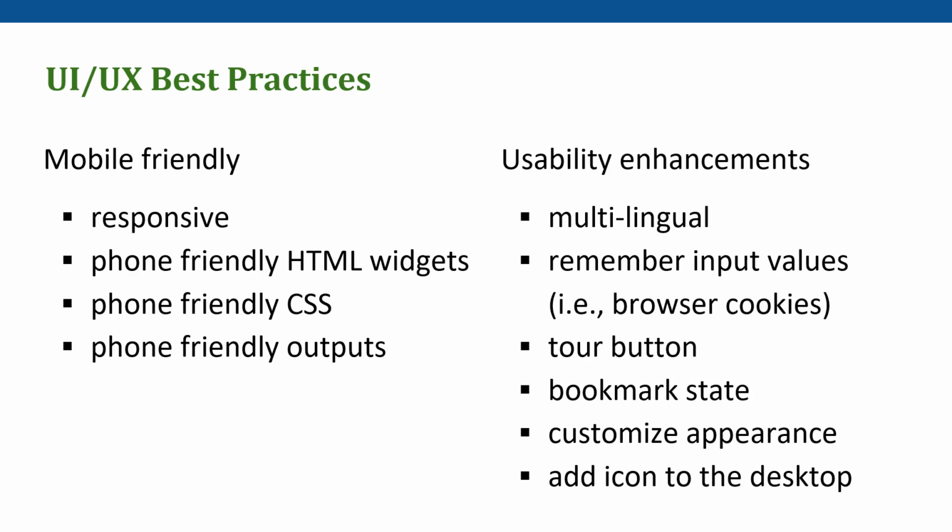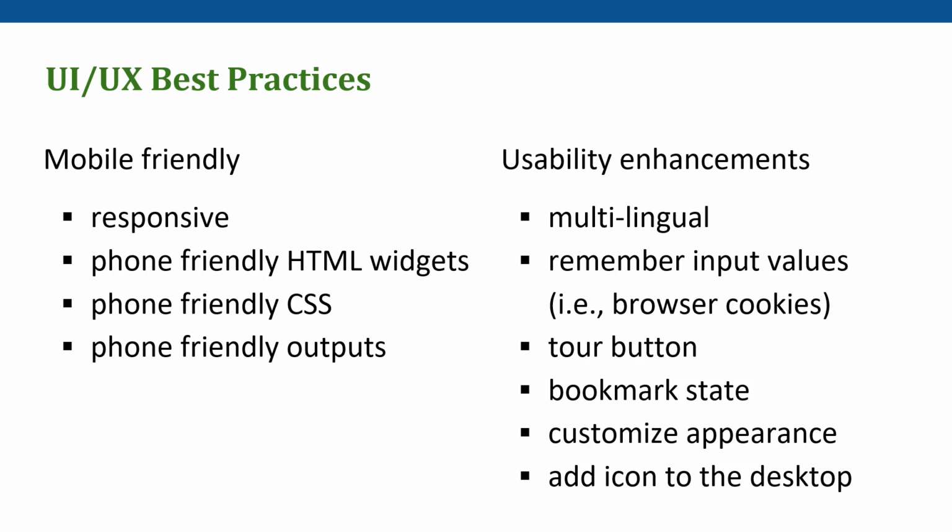That we use phone-friendly HTML widgets because you can't click on things on a touchscreen, right? You can't use hover text, and what you can and cannot do is different than what you could do with a mouse. We want to use phone-friendly styling and come up with phone-friendly outputs. A lot of the standard HTML outputs for interactive tables or interactive plots, they might work on a phone, but they're definitely not optimized for phone experiences.